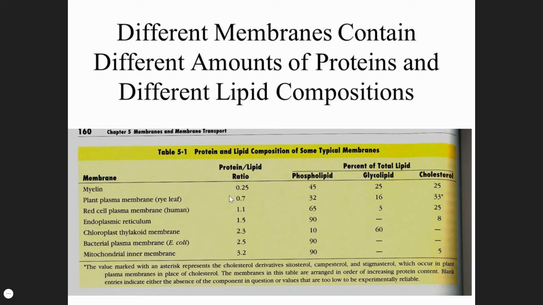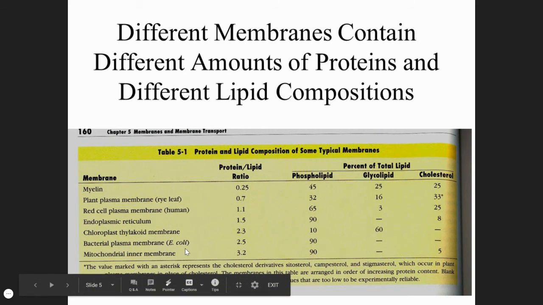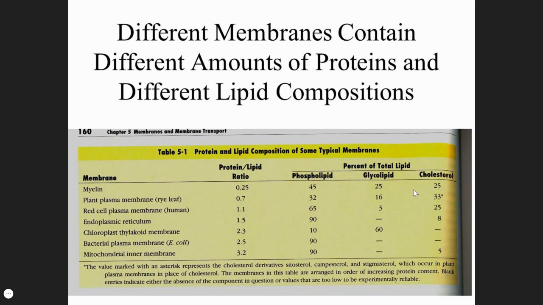Plant plasma membrane, on the other hand, has a higher protein than lipid in the protein lipid ratio. The red blood cells in humans have a protein lipid ratio that is 1:1, which means that proteins are in large quantity, and this is the distribution of 3 different types of lipids. So with every different type of cell, you can see that the amount of protein and the amount of different types of lipids in it vary depending on the function of the cell.